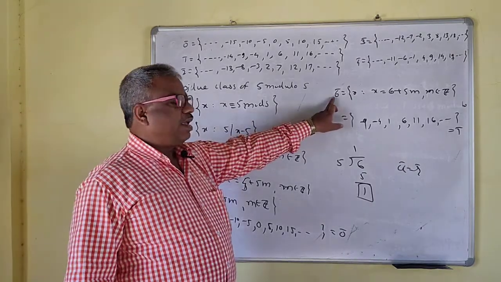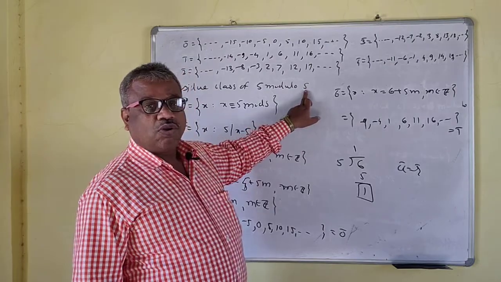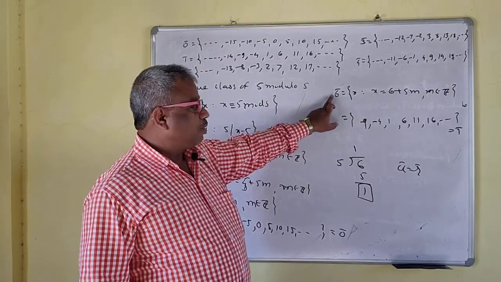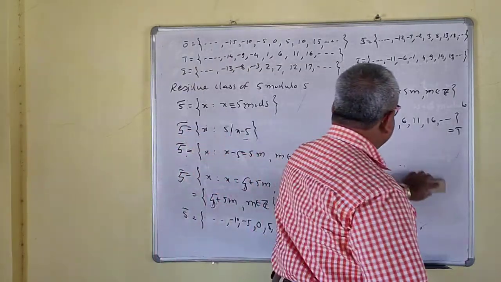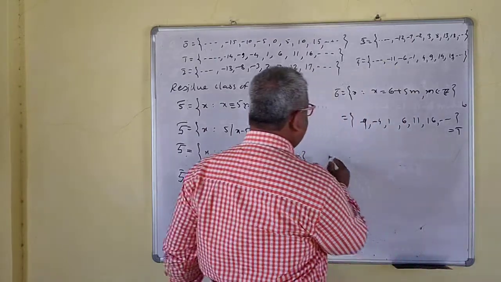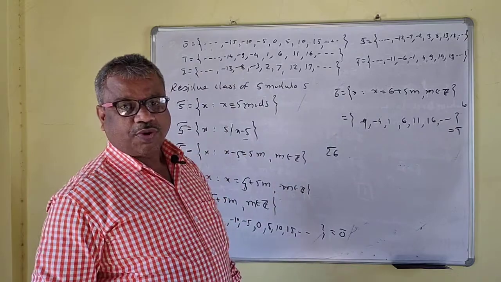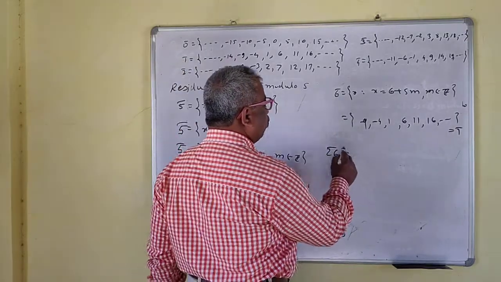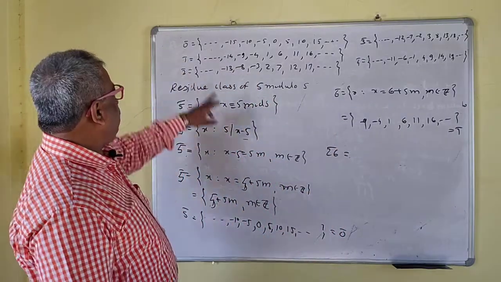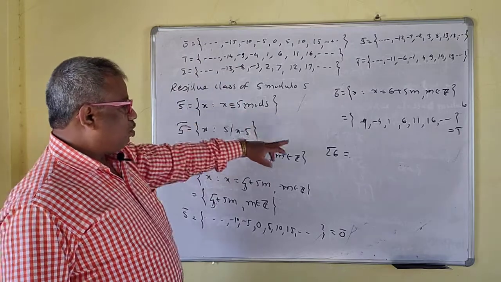So if you divide by, we are saying what? Modulo 5. So 26 bar modulo 5. If you want to find 26 bar modulo 5, no need to do anything now. So only what? Here what? It should be modulo 5.